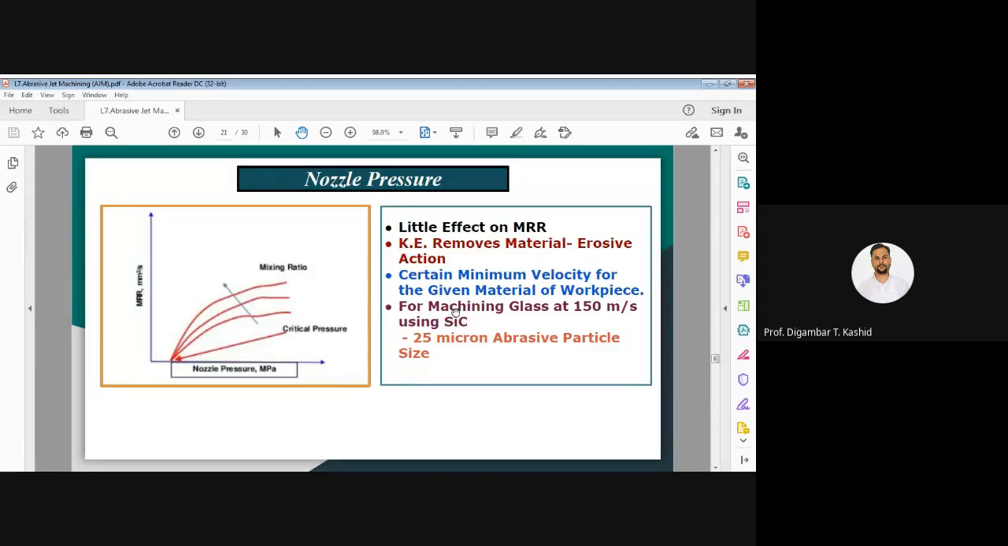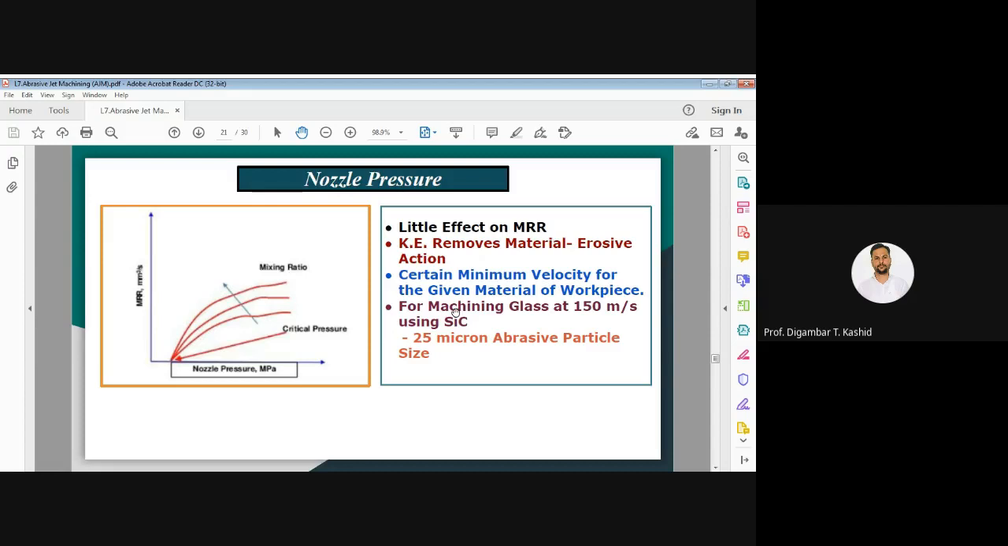Now come to this slide. Here I will take one example, machining of glass at 150 meters per second, using silicon carbide as an abrasive. You need to use a 25 micron size abrasive particle. So this is the minimum velocity, 150 meters per second, that you require of your abrasive particle for machining glass, with silicon carbide abrasive particles of 25 micron.